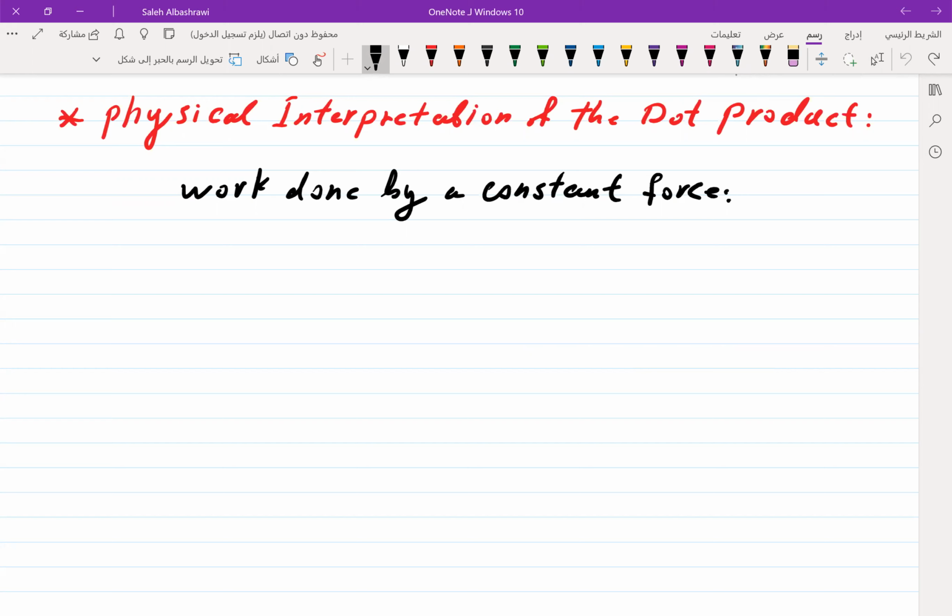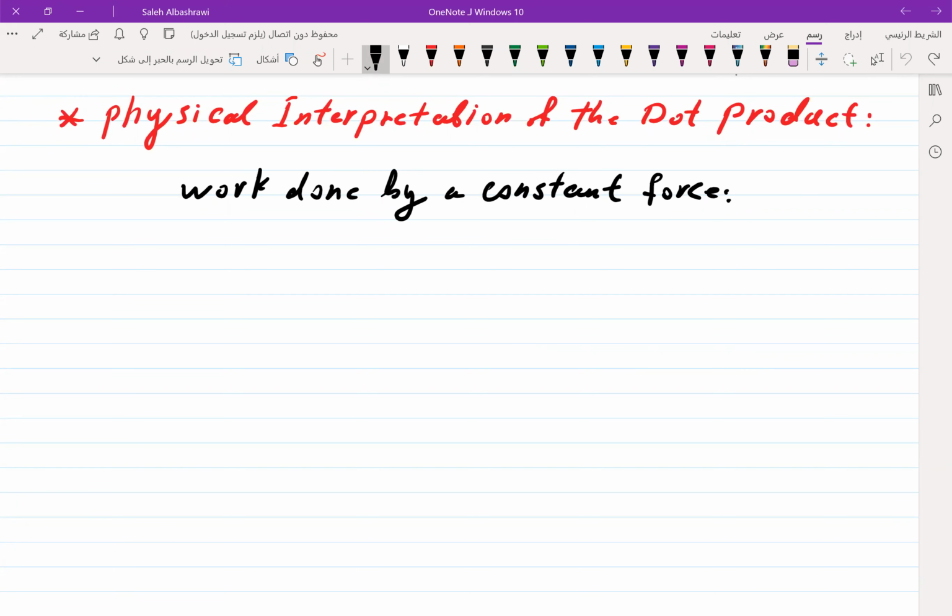We are done from finding the component of a vector A on another vector B, and also we discussed the projection of a vector A onto another vector B. Also, we found the cosine or direction cosines and direction angles of a given vector. For today, we are going to speak about the physical interpretation of the dot product.